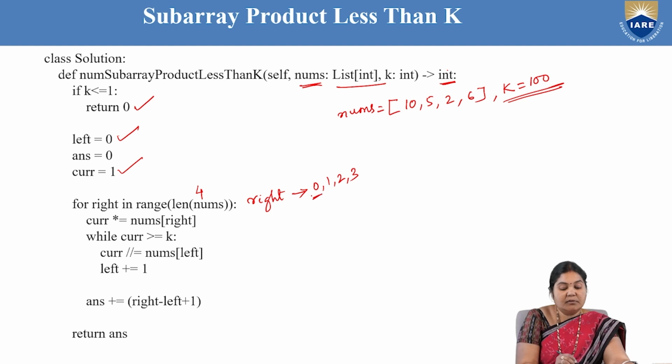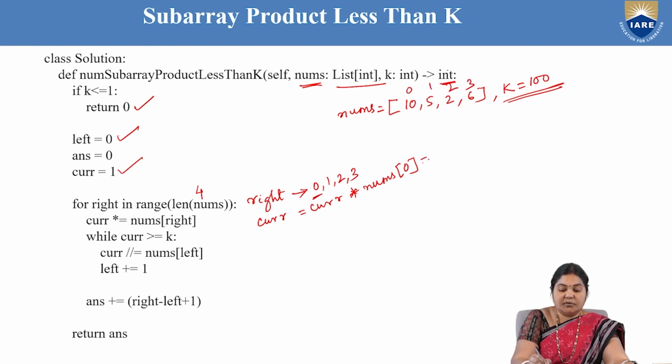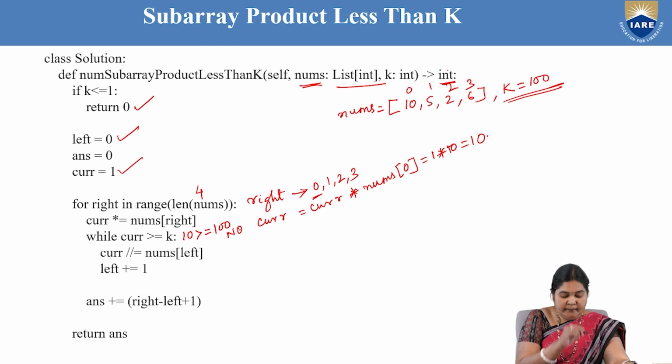First time right is equal to 0. So, what is my current value? Current value is equal to current value multiplied by nums of 0. What is there in nums of 0? It is 10. So, it is 1 into 10. My product is 10. Now, we have to check whether it is greater than or equal to k. Current value 10 is greater than or equal to 100? No. So, it is false. If it is false, you come out and form the answer.